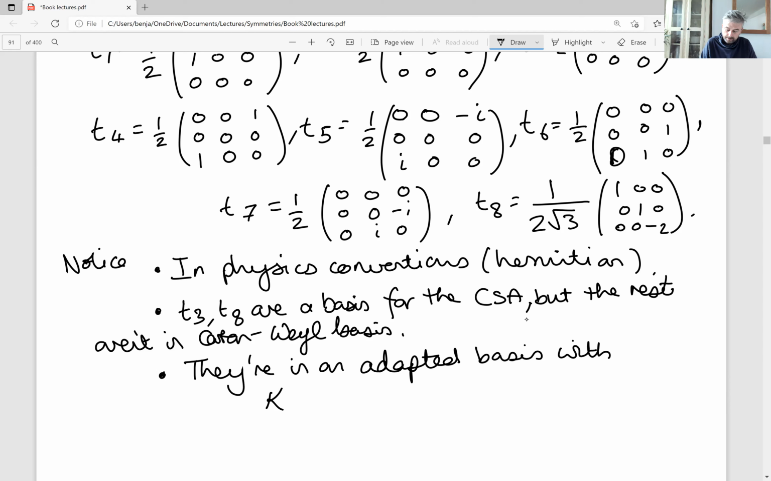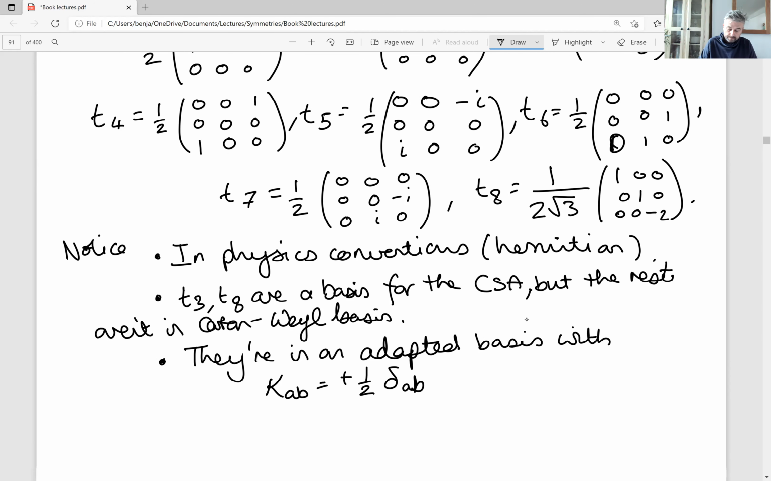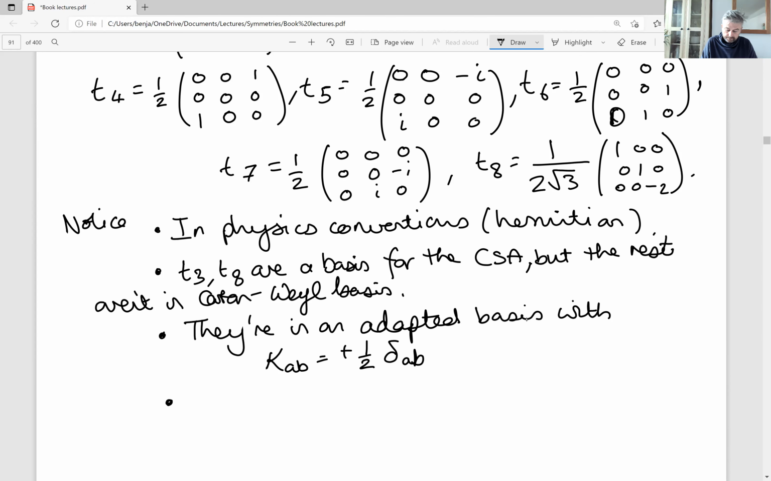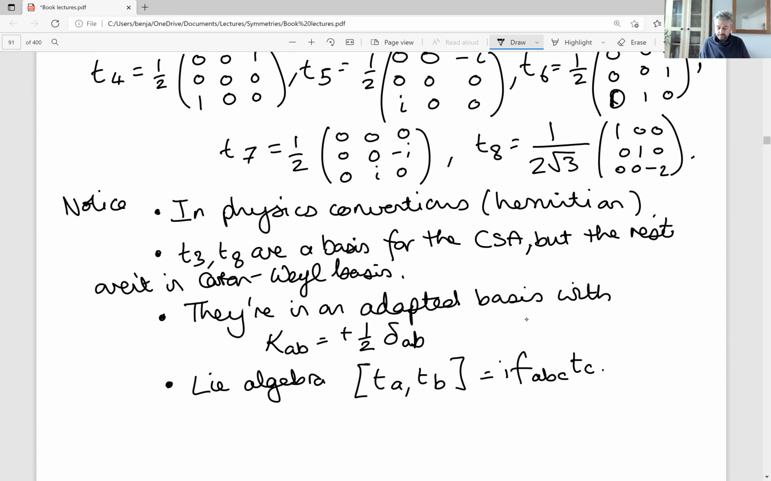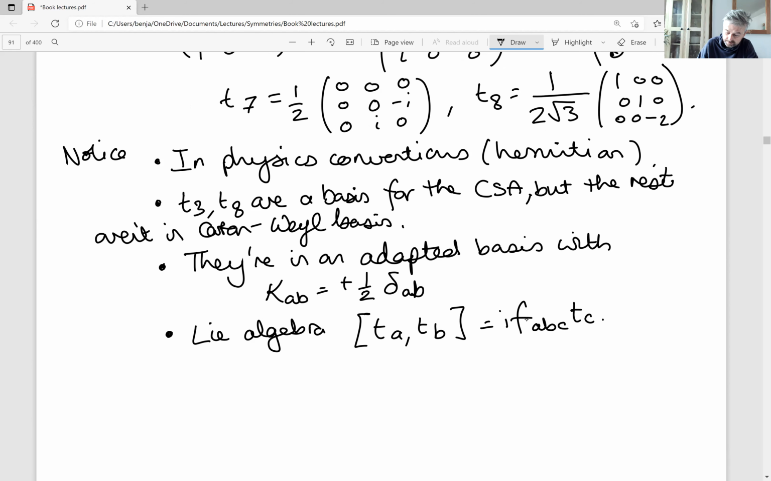With kappa_AB is +1/2 delta_AB. You get the plus because of the physics conventions. The normalization has been chosen to give us a +1/2 here. That's quite normal for physics conventions, actually. And so because they're in an adapted basis and they're in physics conventions, the Lie algebra between them reads [T_A, T_B] is i f_ABC T_C, with f_ABC totally anti-symmetric.